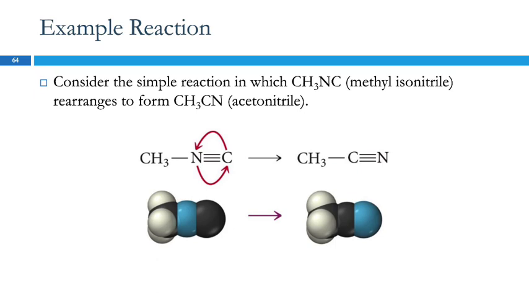Here's a very simple reaction where methyl isonitrile rearranges to form acetonitrile. And this is really kind of a funky reaction because what's happening is the nitrogen and the carbon are switching places. That triple bond stays the same, but the nitrogen loses its bond and the carbon gets the bond. So we go from this guy to that guy.